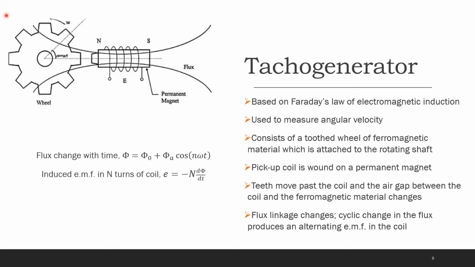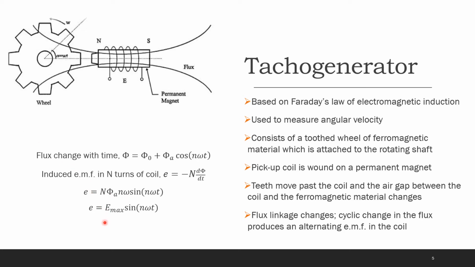Now the alternating EMF induced in the coil with N turns is given by small e equal to minus N into d phi by dt, where capital N is the number of turns of the coil on the magnet. So we get e as N into phi a into n omega into sine of n omega t, which can be written as e equal to E max into sine of n omega t, where E max is the amplitude of the alternating EMF produced, which is given by N into phi a into n omega.